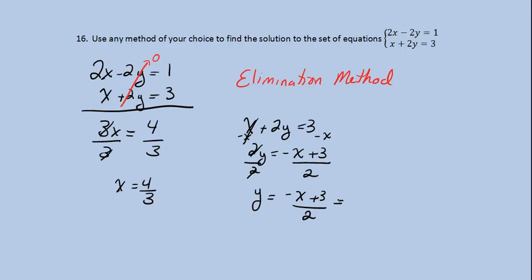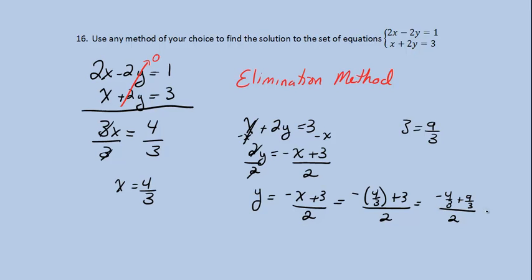Now I'm just going to plug in. So I'm going to have negative 4/3 plus 3 all over 2. Negative 4/3 plus 3. Remember, 3 is really equal to 9/3, because 9 divided by 3 is equal to 3. So this is really going to be negative 4/3 plus 9/3 all divided by 2.